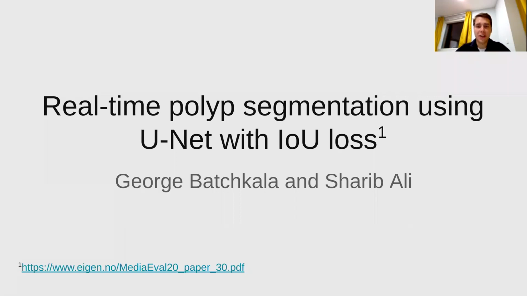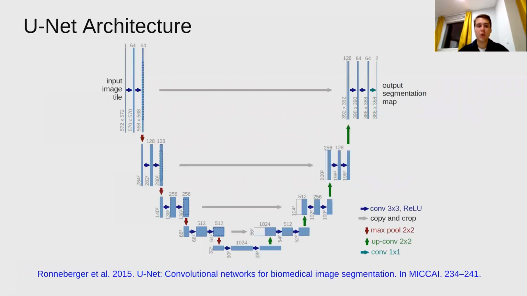My name is George Batchkala, and I want to present the work we did together with Sharib Ali for the Medical Automatic Polyp Segmentation Challenge. We used the standard U-Net architecture proposed by Ronneberger in 2015, which has been successfully used for many segmentation tasks after that.